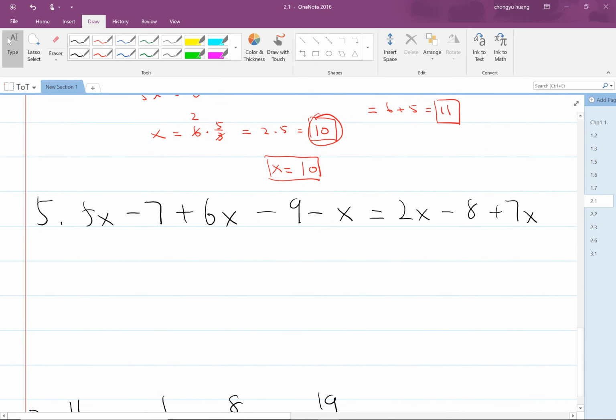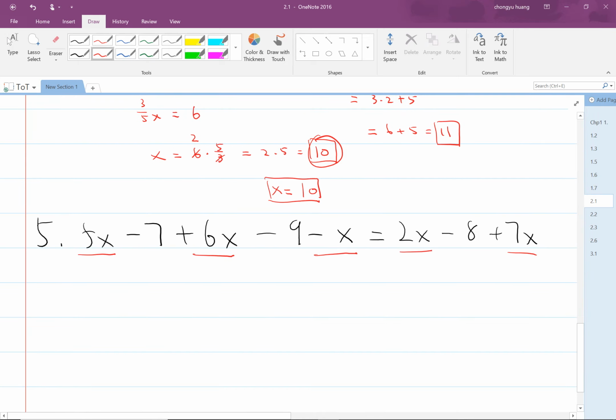Okay, so for question 5, what we have over here is 5x, and then 7x, 6x, and then we have a single x, right? And then on the other side, we got 2x and 7x, right? So you are actually able to add them up, because for both sides we have to simplify a little bit, right? So in order to solve the question, first of all you have to simplify both sides first, right?